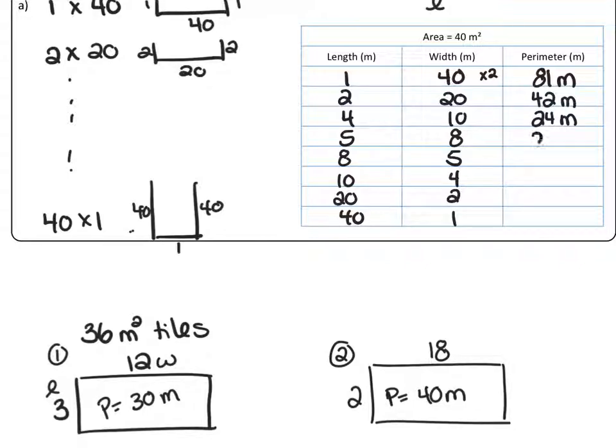16 plus 5 is 21. 18. This is 18 as well. 4 plus 24 and 42. So those are our different examples.